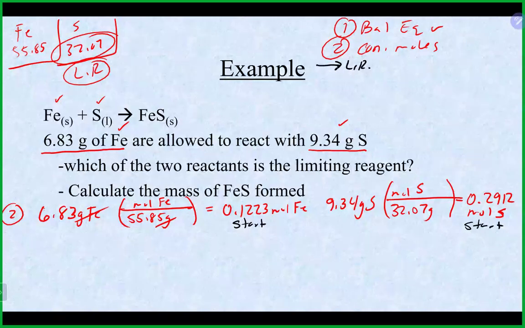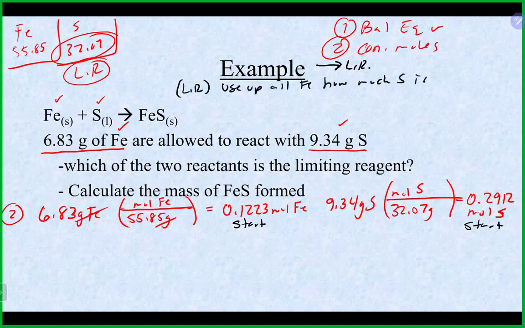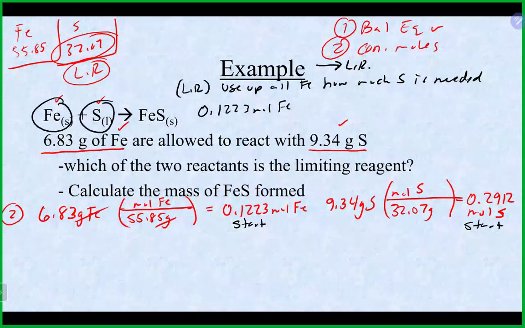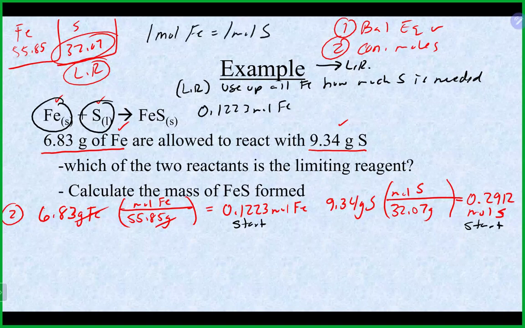So to figure out my limiting reagent, I'm going to do this: if I want to use up all the iron, how much sulfur is needed. So what I'm going to do is start with my moles of iron that I started with, which is 0.1223 moles of iron. I'm going to go to the balanced equation and find my mole to mole relationship. This one's not too bad. It is a 1 mole of iron to 1 mole of sulfur relationship from the balanced equation.